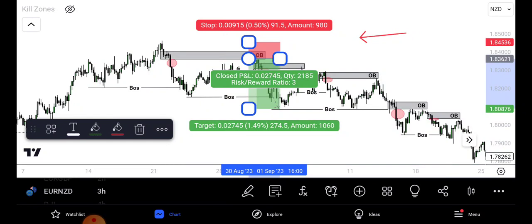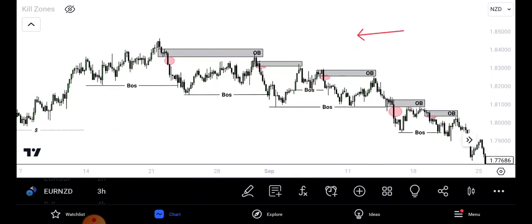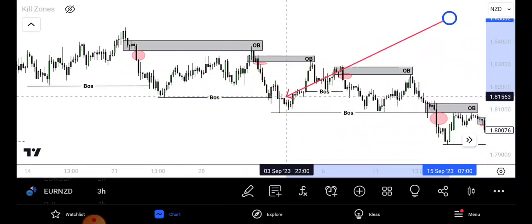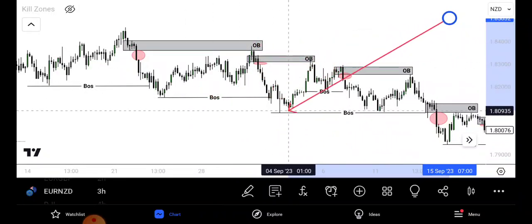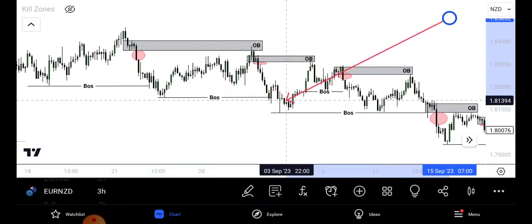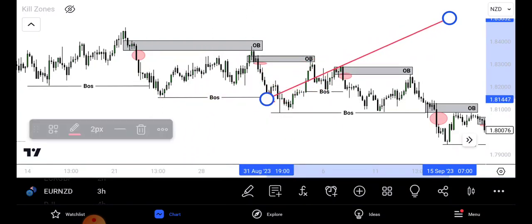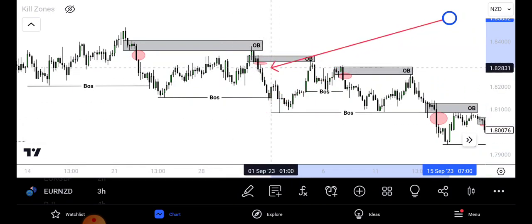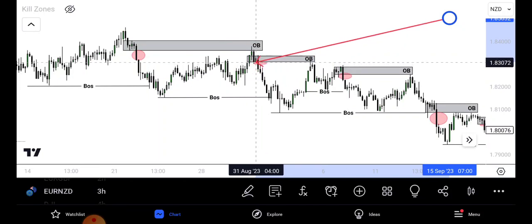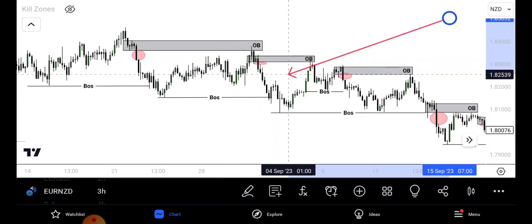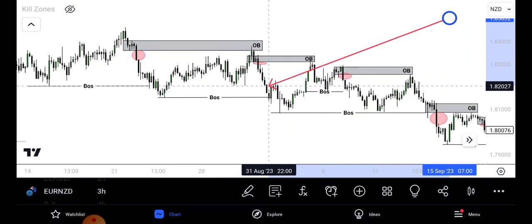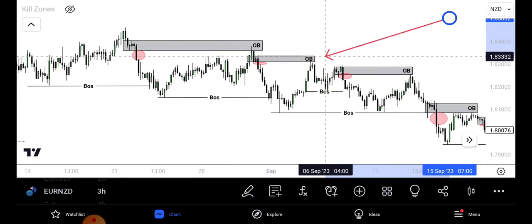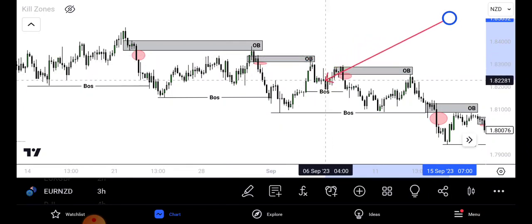So also after the market broke the next structure, we denote the break of structure and tick that out. We look for the next element, which is imbalance. We see our imbalance, we tick that off. We look for the next element, which is order block. We see our order block, we tick that out, and then we look for the next element, which is liquidity.